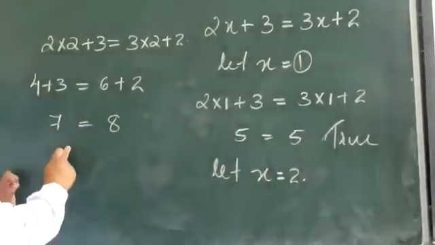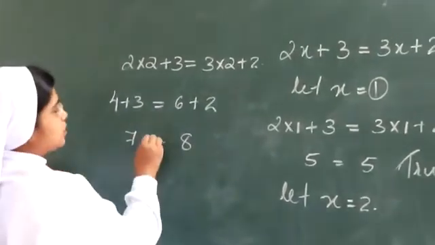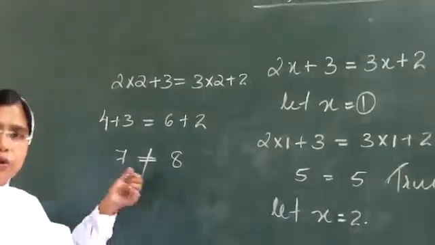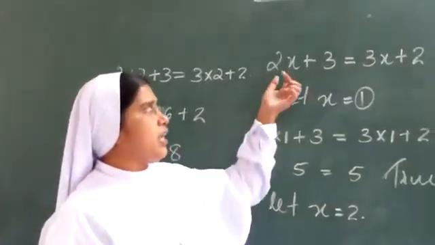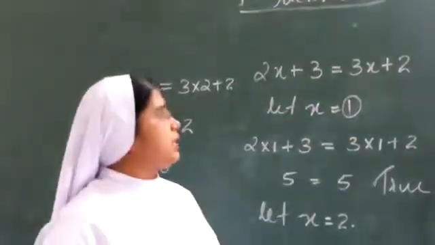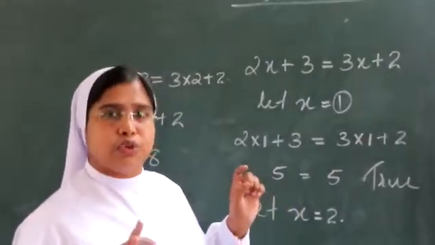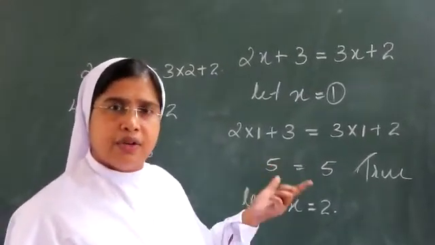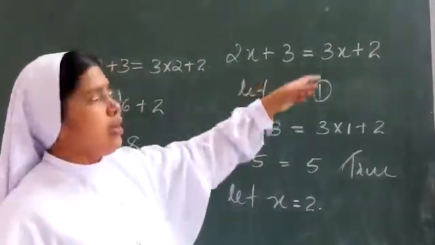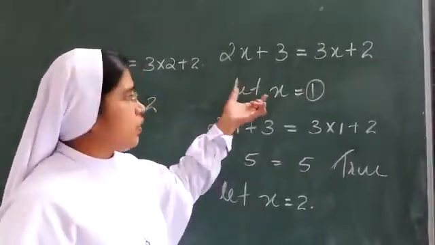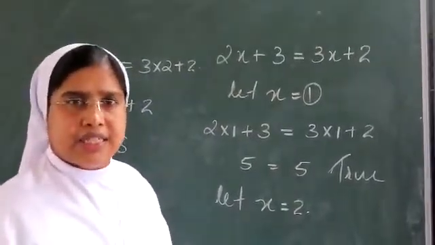Is it true? Can we say that 7 is equal to 8? It is not true. It is not at all true. So it is not equal. 7 is not equal to 8. So we can say 2x plus 3 is equal to 3x plus 2 is true only when x is equal to 1. Can we have any other value for x? No, we cannot have any value for x. Okay, this is something with an equation. We can have only one value. This is not an identity. Is it clear?